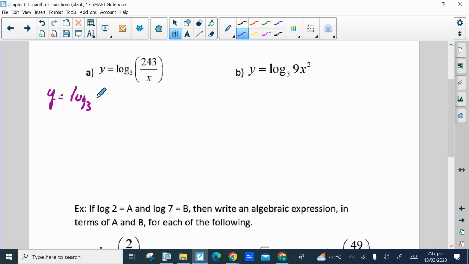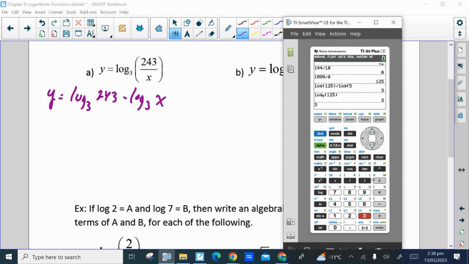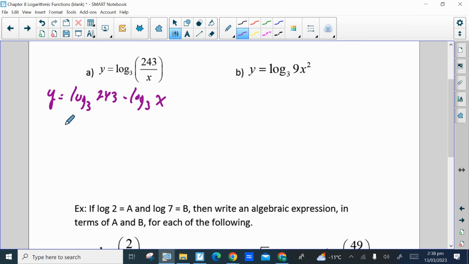To do it, I would expand this out. It'd be log base 3 of 243 minus log base 3 of x. And log base 3 of 243, well, that's asking 3 to what power is 243? I think that is 3 to the power 5. You can check it. Yes, log base 3 of 243 is 5. So this will be 5 minus log base 3 of x, or negative log base 3 of x plus 5.